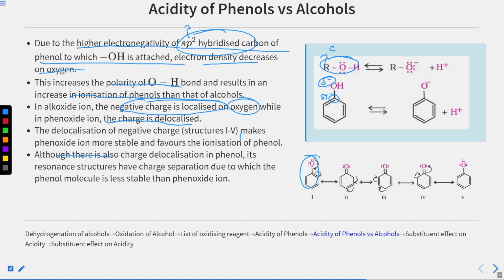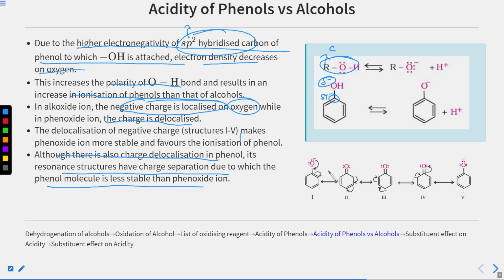So, although there is a charge delocalization in phenoxide, its resonance structure has charge separation, due to which the phenoxide ion is less stable than the phenol molecule. Basically, we are comparing phenol with phenoxide. Although we have a delocalization of charge in phenoxide, we also have a separation of charge, and neutral species are more stable than charged species. So phenol is more stable than the phenoxide ion. Clear?